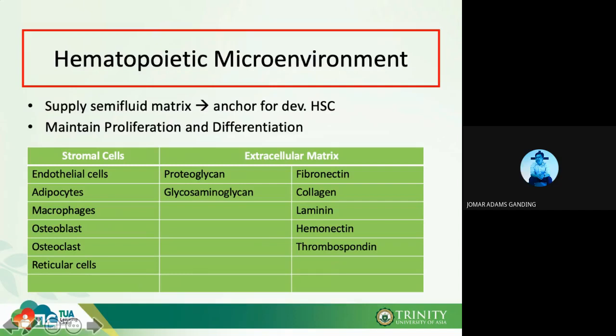The stromal cells that we will be talking about and the extracellular matrix actually influence the stem cell: if it will be multiplying, if it needs to become a red blood cell, a white blood cell, or a megakaryocyte.